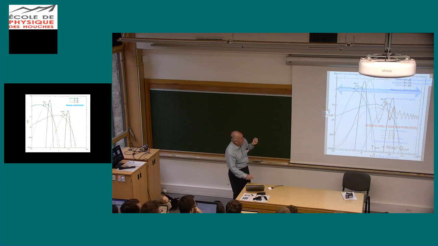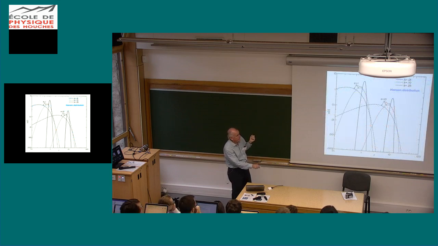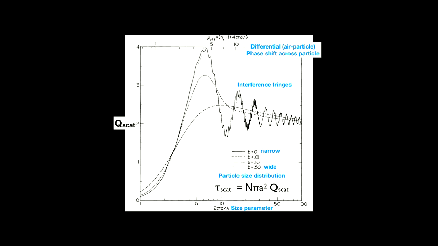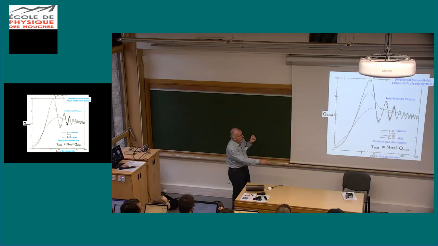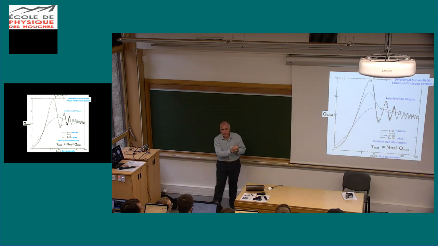These B's here, let me just skip ahead. These are particle size distributions. And when B is small, they're very narrow. This is called a Hansen distribution. When B is larger, it gets broader. And you can see that when you use a size distribution, it washes out these interference effects.